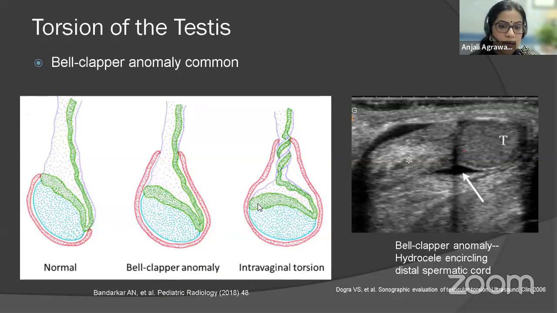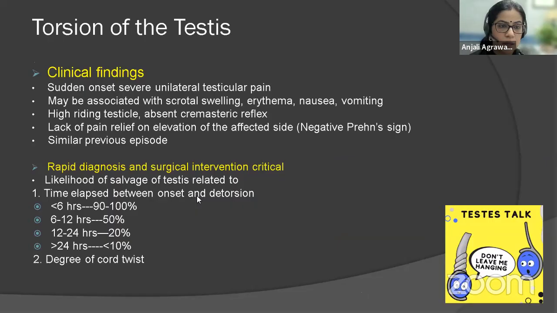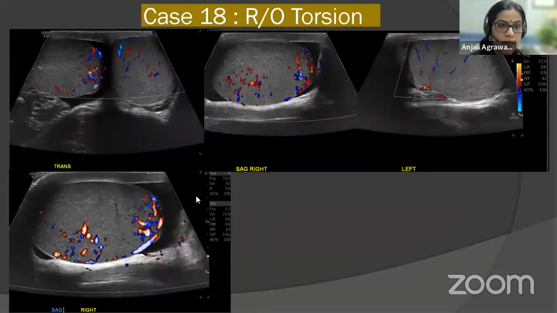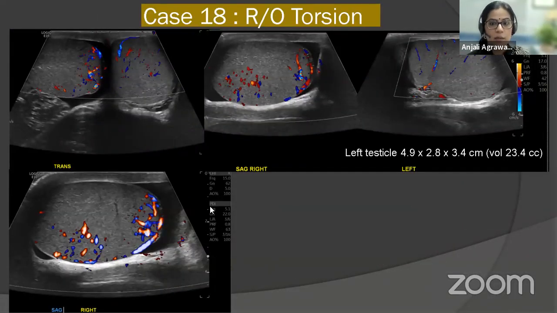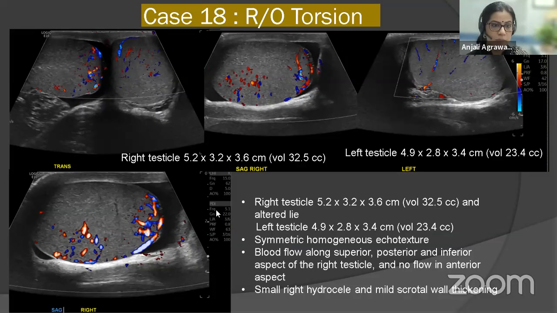So when the testicle is getting torsed, see the change in the orientation of the testicle. From a longitudinal orientation, it has undergone torsion and is now oriented in a horizontal plane. So if you were to scan it in the transverse plane, the testis would look oblong rather than rounded in contour. Let's look at the Doppler findings of partial torsion.